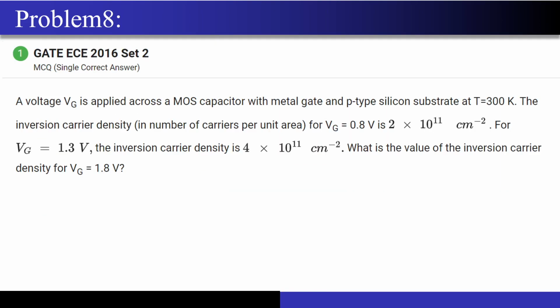Now again we will take one more interesting problem from the GATE 2016 that came, right? So a voltage VG is applied across a MOS capacitor with metal gate, right, and a p-type silicon substrate, and the temperature has been given to me.